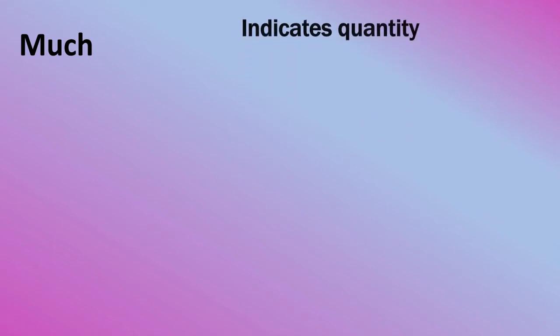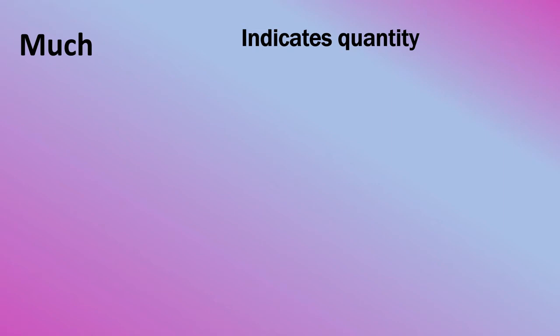Today we will be dealing with three more determiners: much, many and many a. Let's start with much. Much is a determiner that indicates quantity of a particular noun. It gives us a measurement, a quantity. It does not indicate a number, just a quantity. That's the purpose of much.